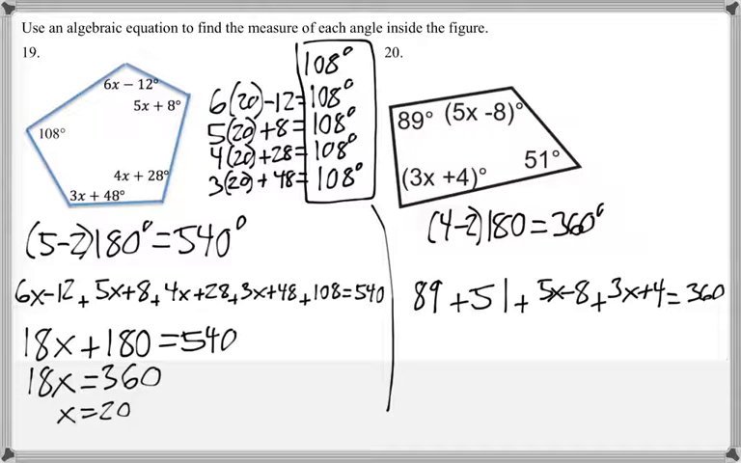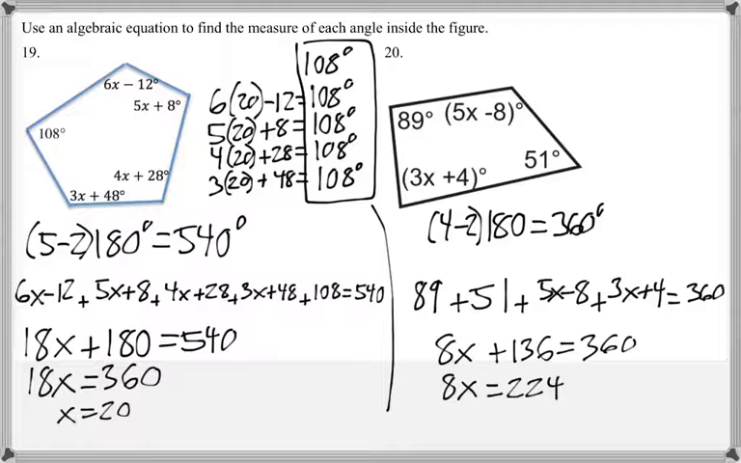360. So if we combine like terms, 5x and 3x is 8x. If we add the numbers, 89 plus 51 minus 8 plus 4, that is 136. So I want to subtract 136 from both sides. And we get 8x is equal to 224. And then divide 224 by 8, and we get x is equal to 28.